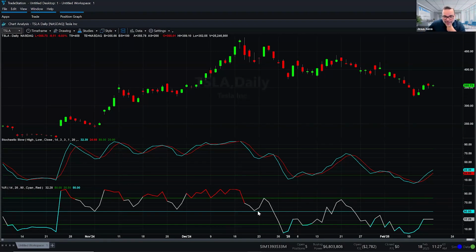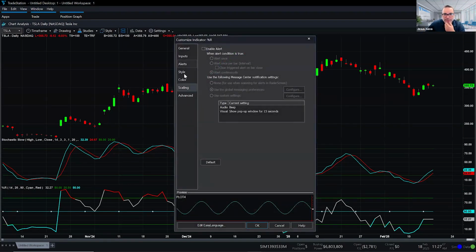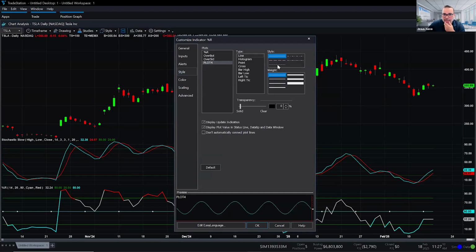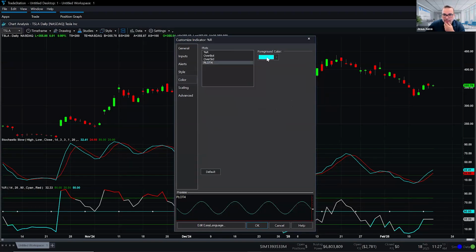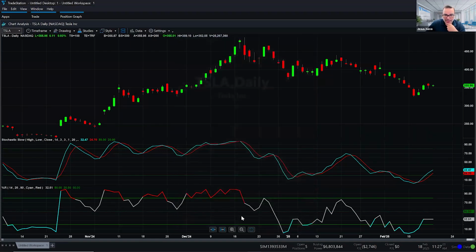I can then come down here, double click on that line. Let me go here to style. I may want to make that line a dotted line, and the color I may want to keep the same. I'm going to make it the default and say yes, so every time that I add it again, it'll have the same color. So let me click OK. And now you can see that I have a 50, the dotted line.